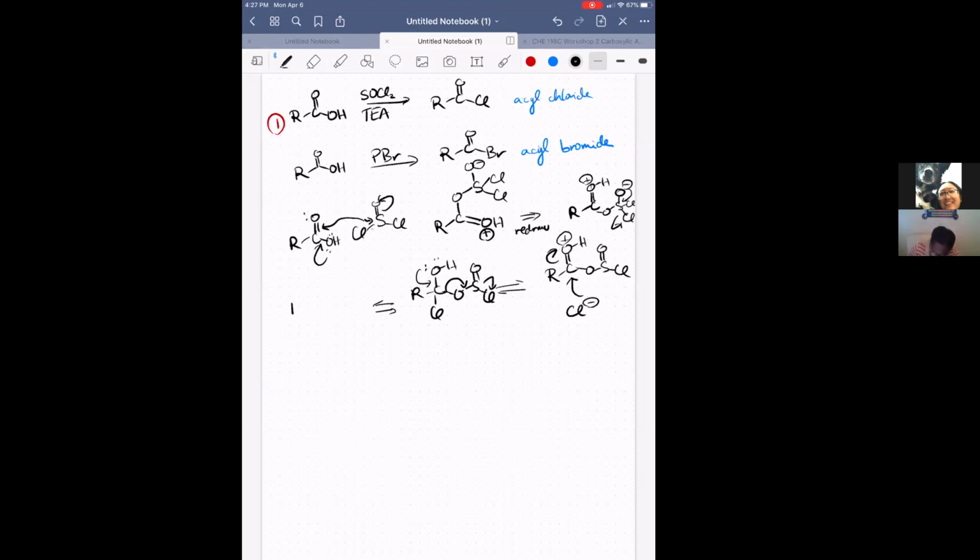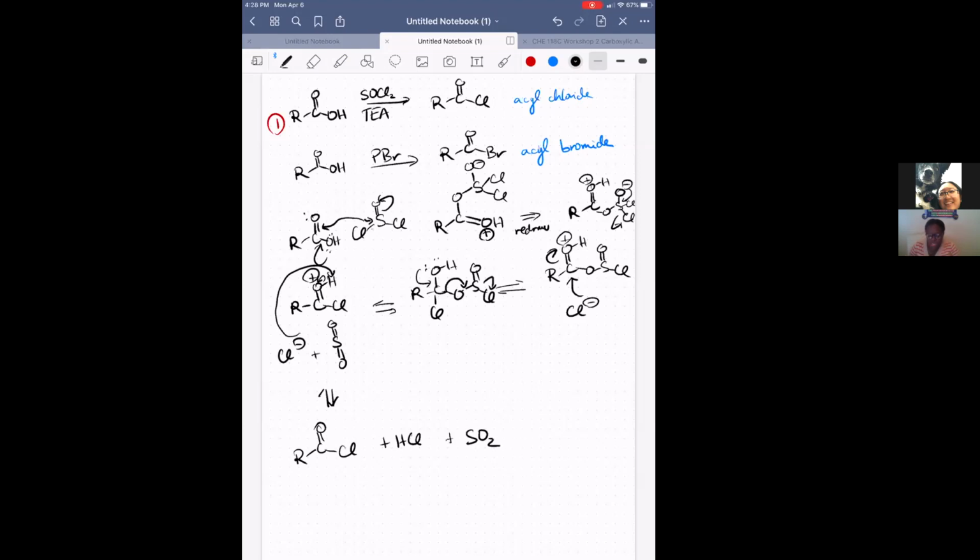So now we have R, C, double bond OH with a positive formal charge. We've added our Cl, and we've generated S, double bond O, double bond O. We also have made Cl minus. And now the chloride that we've generated can deprotonate our activated species. And I want to use reversible arrows to generate my final chloride species. I've also made HCl and SO2.